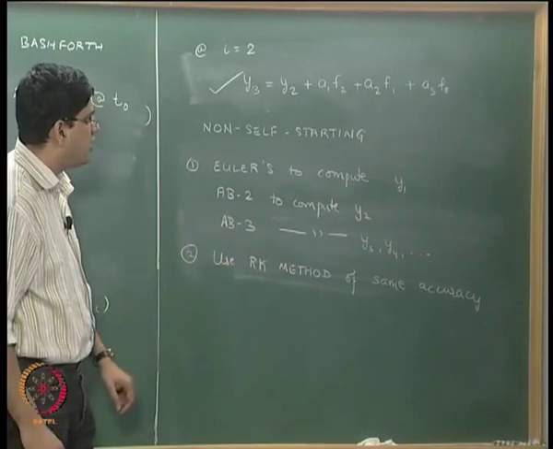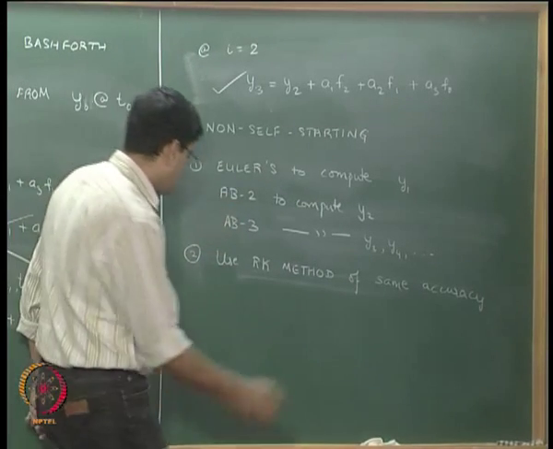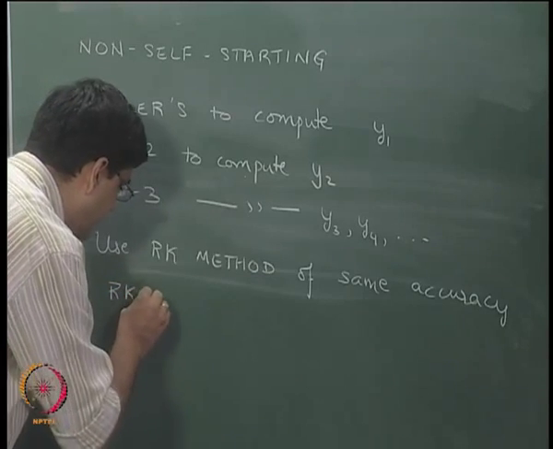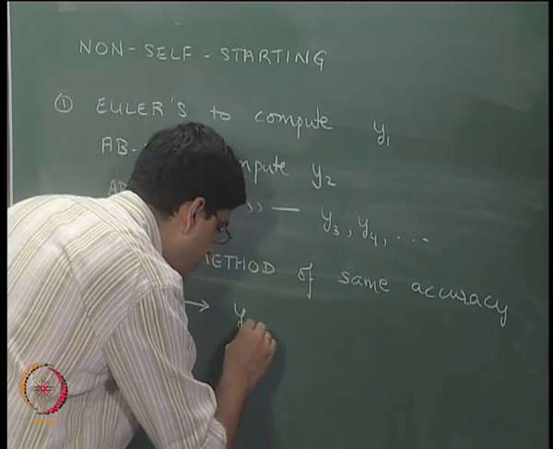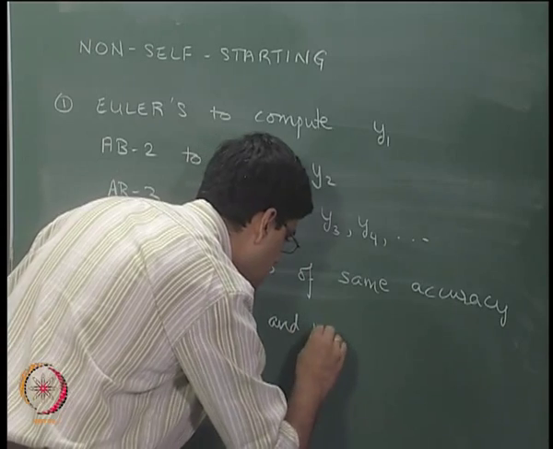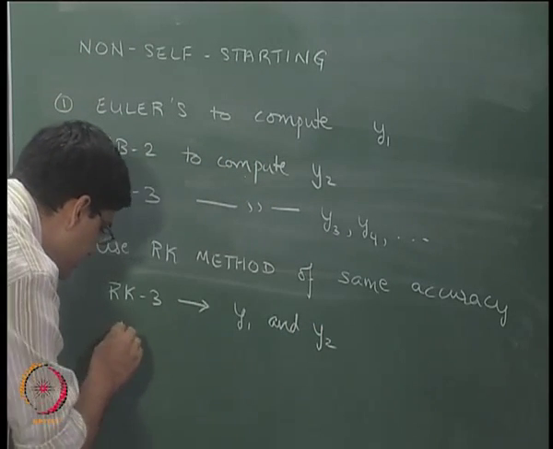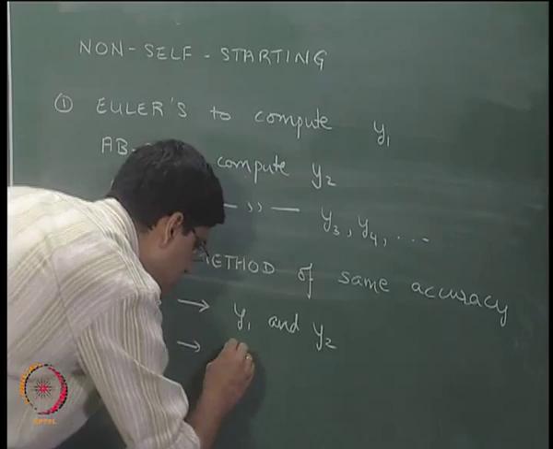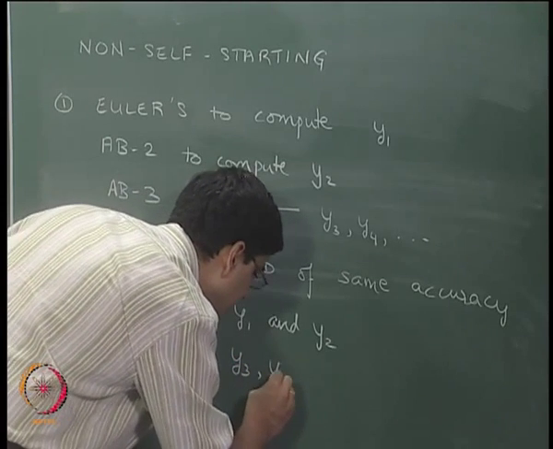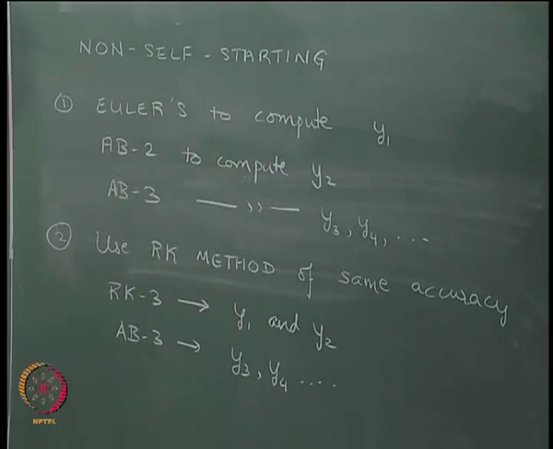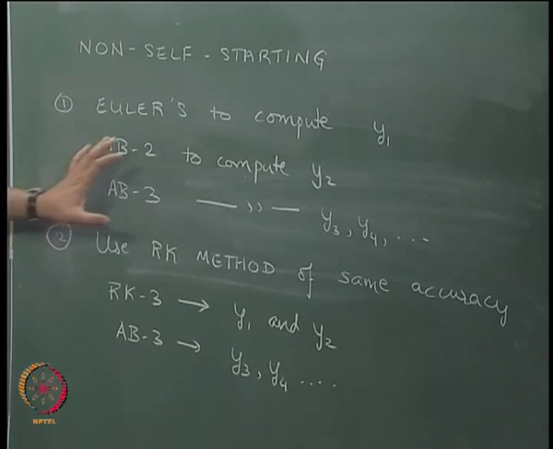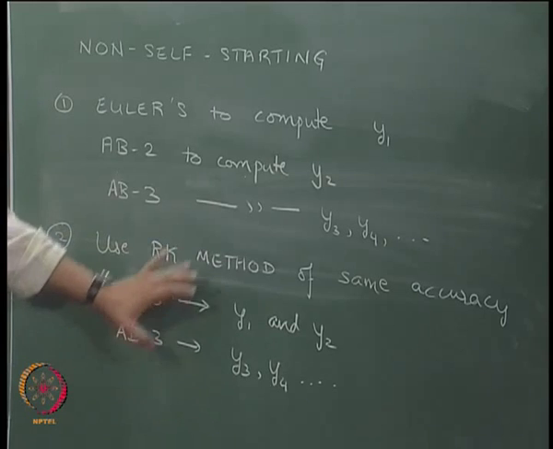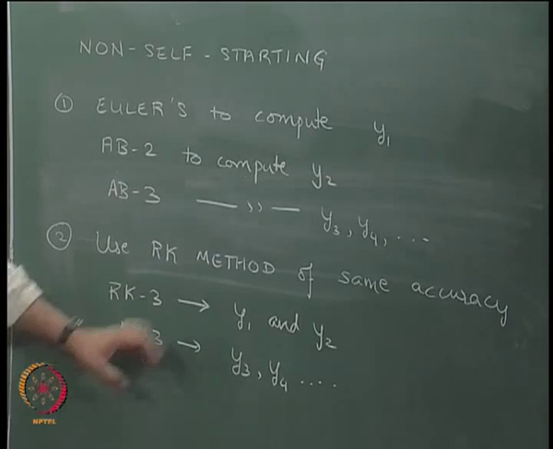And the RK method of the same accuracy that we can use is essentially the RK3 method. RK3 method will be used to compute y1 and y2, okay, and Adam-Bashforth 3 method will be used to compute y3, y4 and so on. Okay. So these are the two possibilities that we can implement in order to use the Adam-Bashforth's non-self starting methods. Okay.